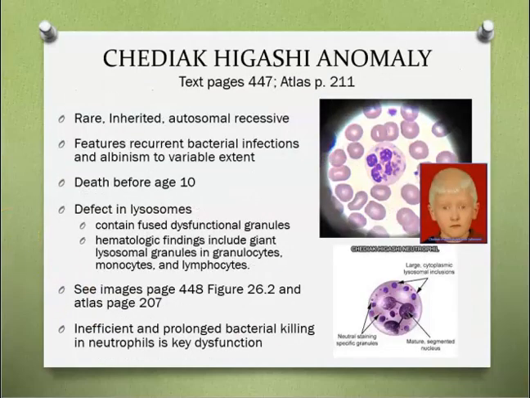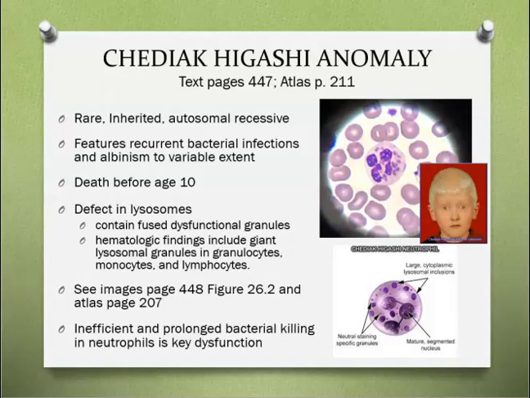Okay, up next for our white blood cell inherited diseases, we have Chediak-Higashi disease or anomaly. This one is rare and it's inherited, and it is also autosomal, but this one is recessive. Our two previous ones, May-Hegglin and Pelger-Hewitt, were both dominant, but Chediak-Higashi is recessive.